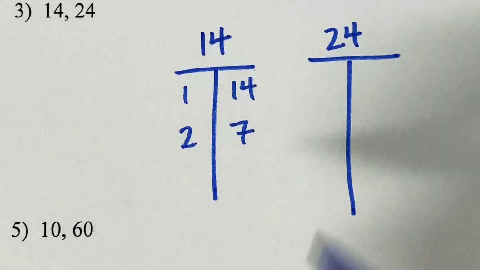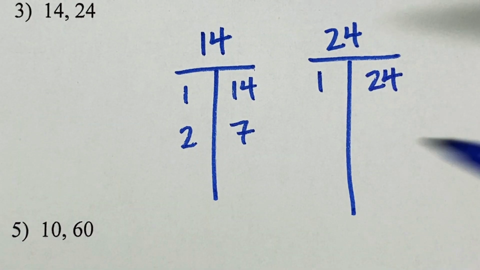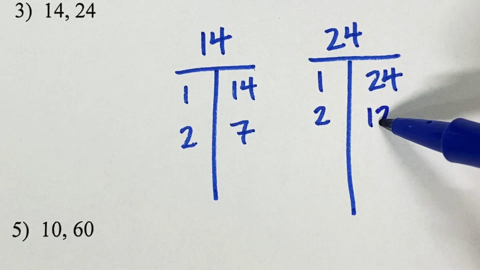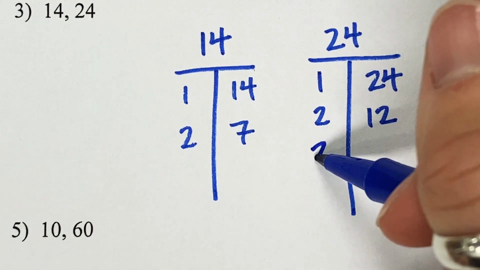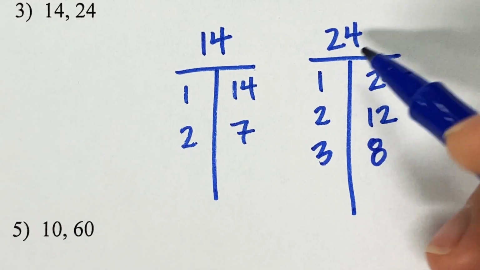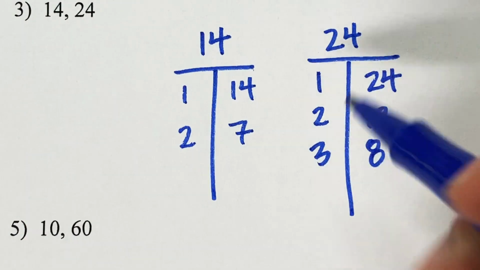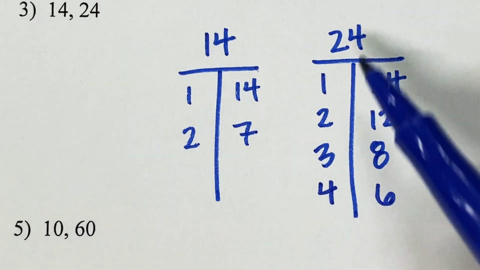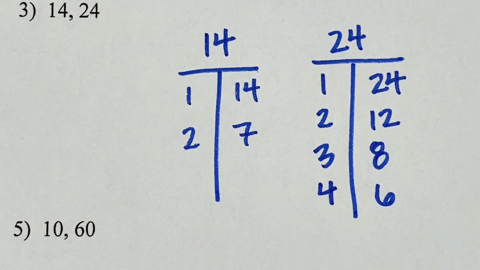24. We know 1 and 24. 2, because it's even, times 12. 3 does go into it, times 8. 4, yes. We can always just try 24 divided by 4. That does go into it. 4 times 6. 5 does not go into it. 6 does. We already got it, so we're done.